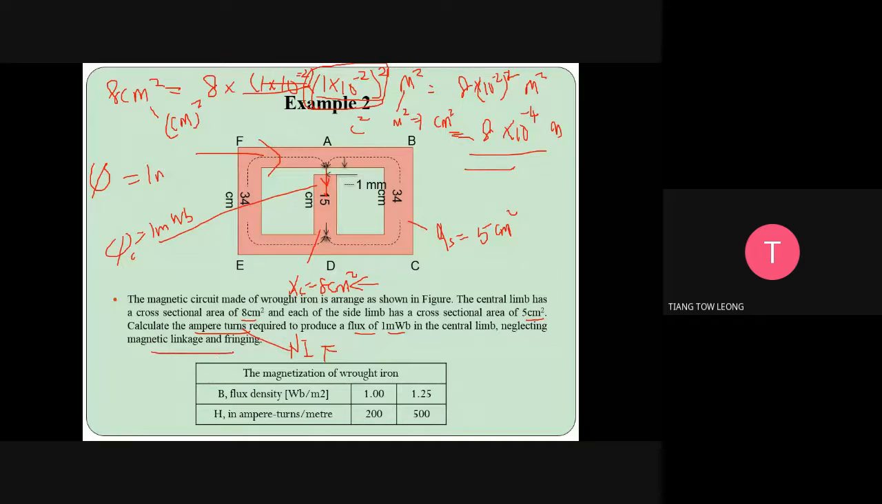Neglecting the magnetic flux linkage and fringing. If I say no fringing, which means all the flux only flows here.